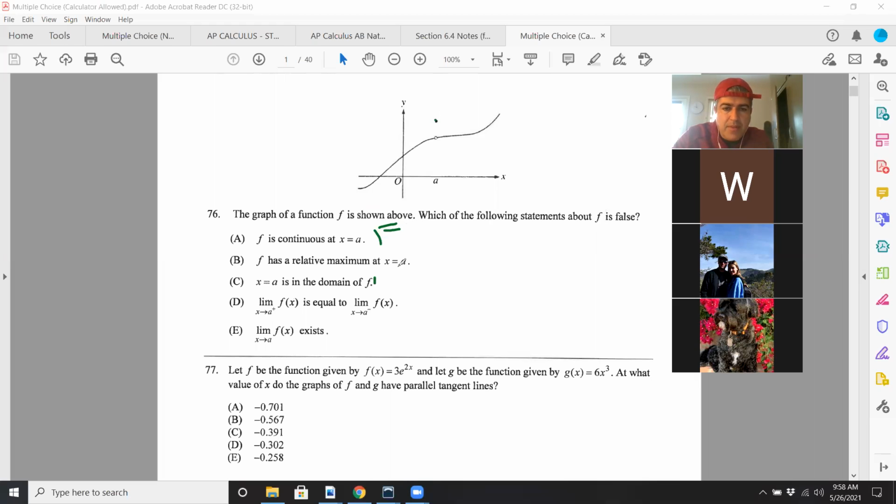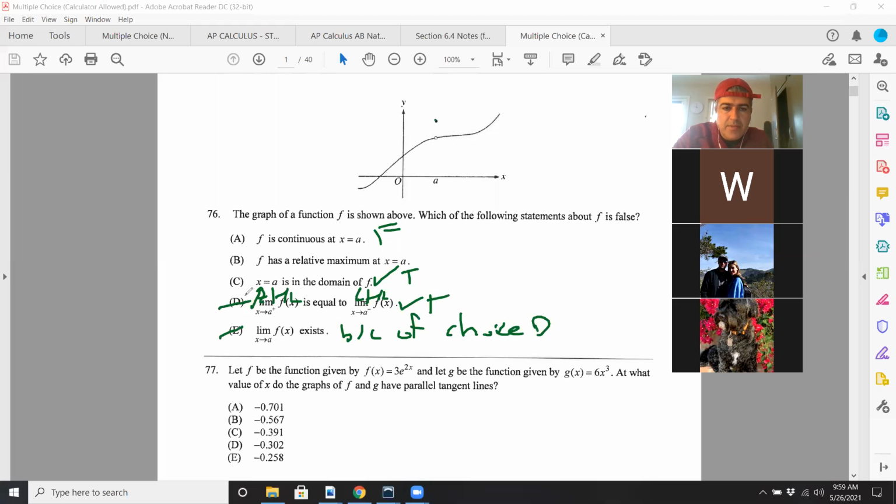X is in the domain, that's for sure true. The left-hand limit equals the right-hand limit. That's what this is, the right-hand limit. Yeah, totally, that's true, even though it's not continuous if x equals a. And the limit does exist because of choice D.